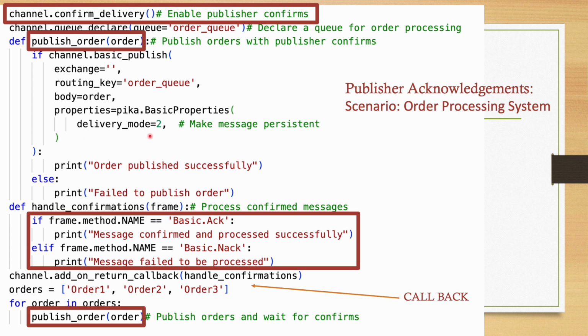The handle_confirmations function is invoked when a confirmation is received from RabbitMQ. It differentiates between acknowledgements, basic.ack, and negative acknowledgements, basic.nack. The handle_confirmations function is registered as the callback to handle confirmations using channel.add_on_return_callback. Orders are published using the publish_order function, and the system waits for the publisher confirms. The result of each message publishing is checked, and the appropriate message is printed to indicate success or failure.